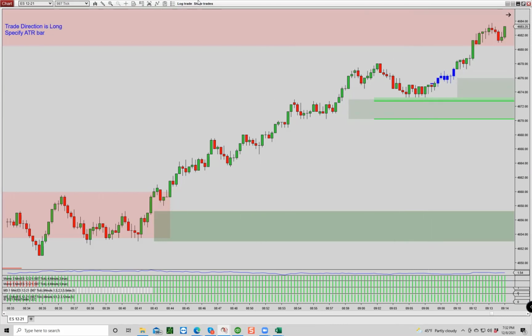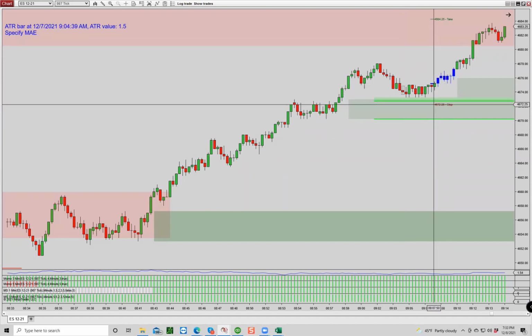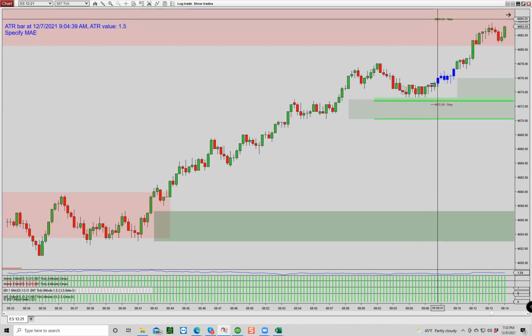Why did that give me a long? Must have hit my hotkey. It's going to give me an entry. This was my signal bar. So I always use the bar directly to the left of the signal bar for my ATR. So that's what it looks like. So I'd be in here. I'd have a stop here. And I'd have a target up here.